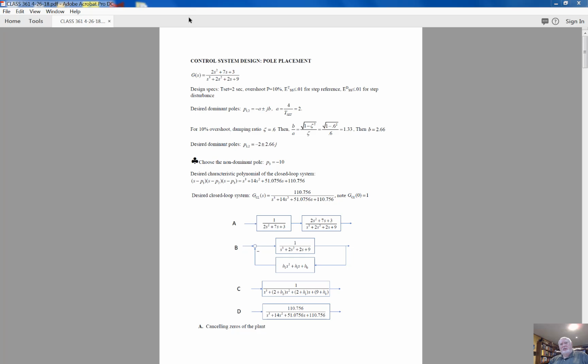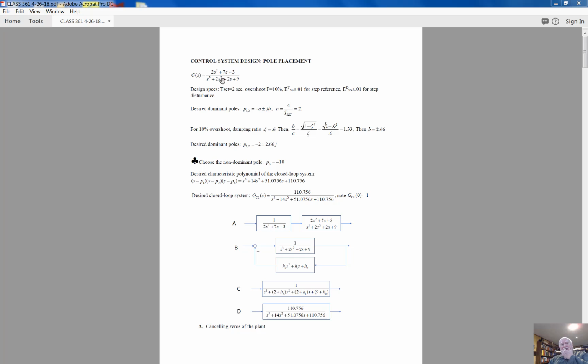So the topic is control system design, and I will talk to you about pole placement. Why do we call it pole placement? Because, as you remember, we will define dominant poles, we will define non-dominant poles, and this is the basis for our design procedure. First of all, I will take a very particular transfer function of the controlled plant.